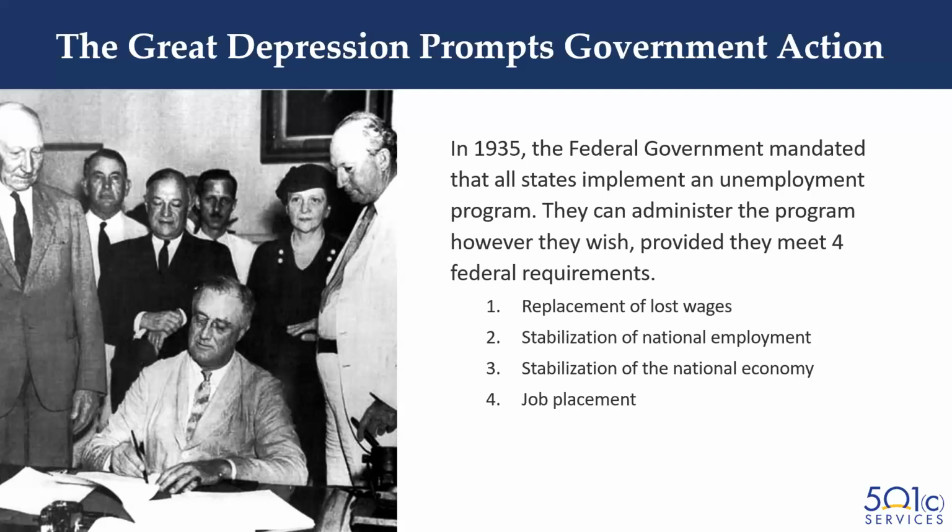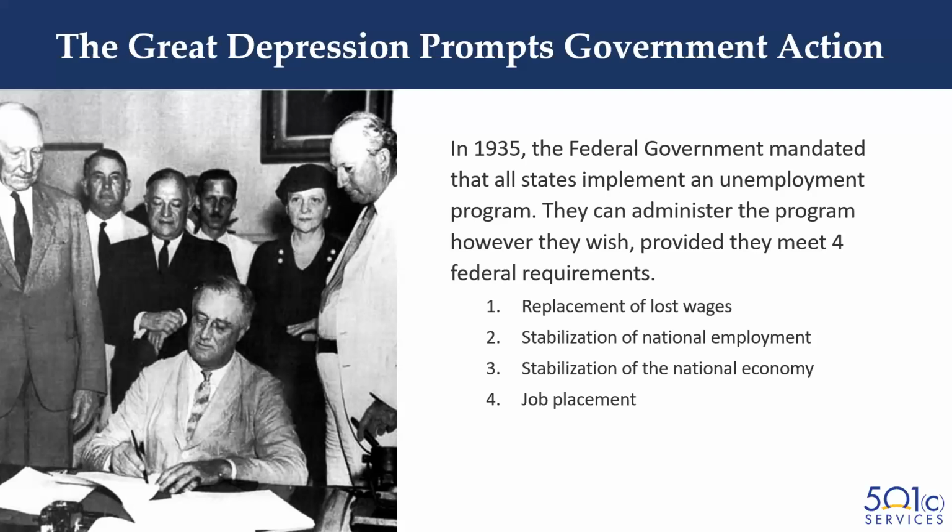However, the individual states are free to administer the program as they wish, so long as they meet 4 federal requirements. So the first federal requirement is the replacement of lost wages. So obviously the main objective here is to protect workers from a loss in wages. And while the weekly benefit amount may vary from state to state, unemployment is always meant to only replace a portion of a worker's earnings. So for example, if a worker makes $1,000 a week while they're employed and they get laid off, they're not going to receive $1,000 a week in unemployment benefits. And this is in part to provide an incentive to that unemployed worker to return to the workforce. Generally speaking, it's usually about 50 to 60% of their average weekly wage, up to whatever the maximum threshold is in your particular state.